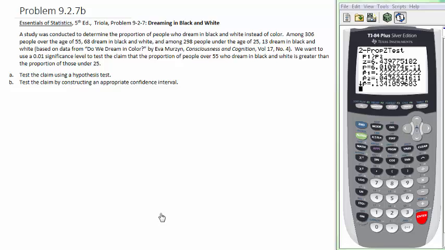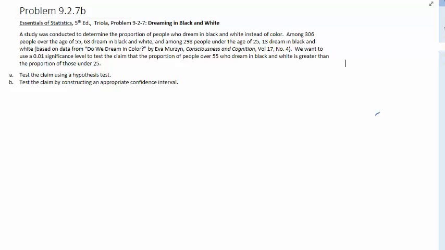This is a continuation of a problem that we just did. We are looking at a confidence interval now, because we're testing the claim by constructing an appropriate confidence interval. So we just did a hypothesis test on two proportions, a proportion 1 for over 55 and a proportion 2 for under 25. Now we want to find a confidence interval between them. The confidence interval we want is going to be at the 0.01 significance level.